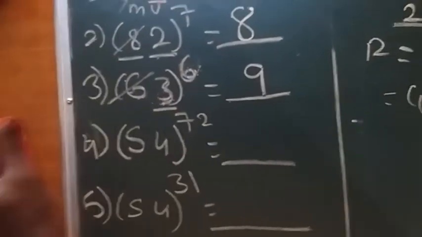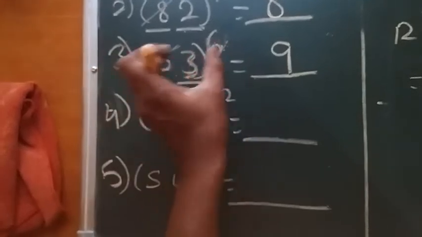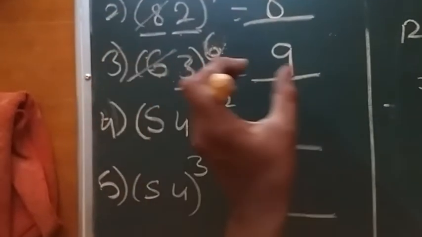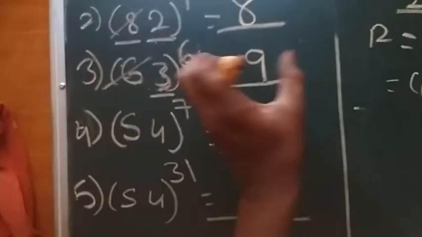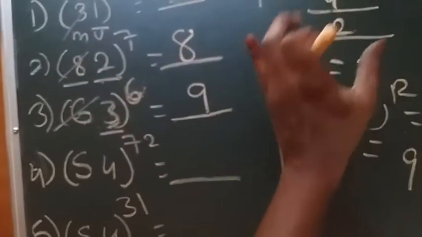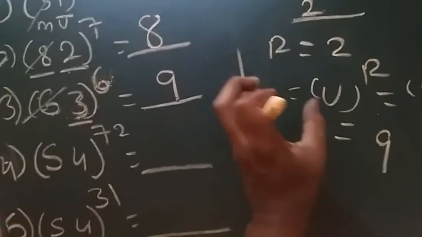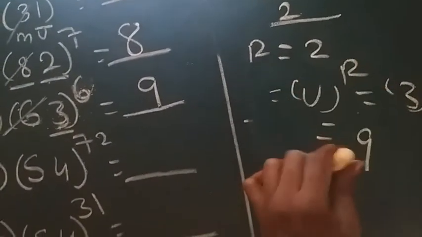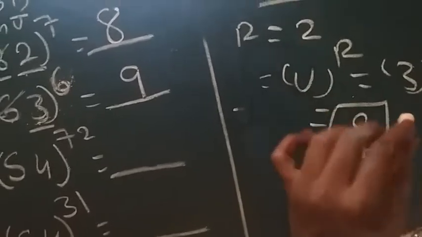I hope you understood how to calculate the units place for 63 whole power 6. That means whenever you get the units place as 3, divide the power by 4 and check the remainder, substitute it in the formula u power r, and again consider only the units place.